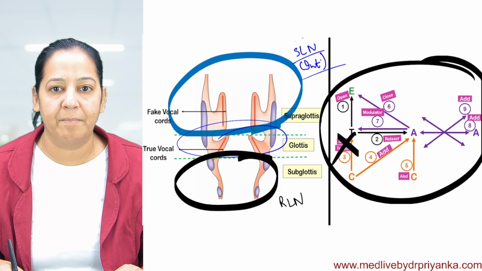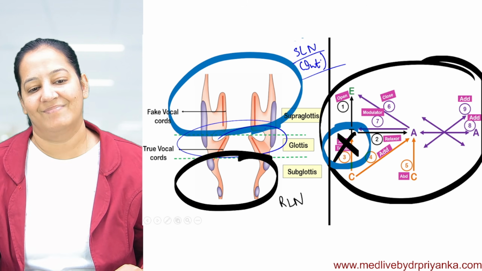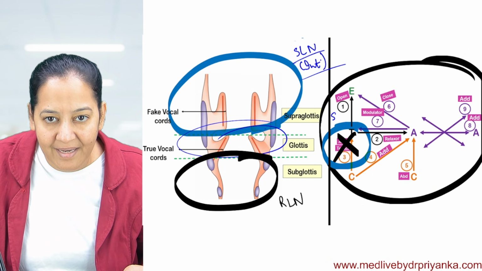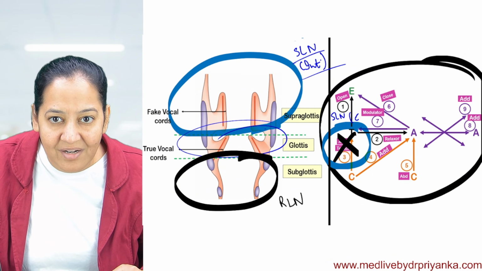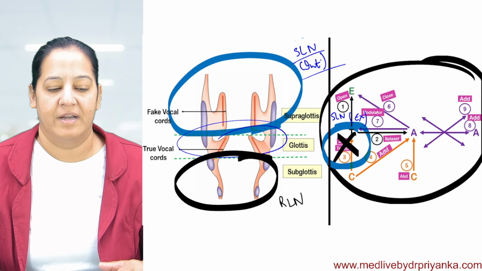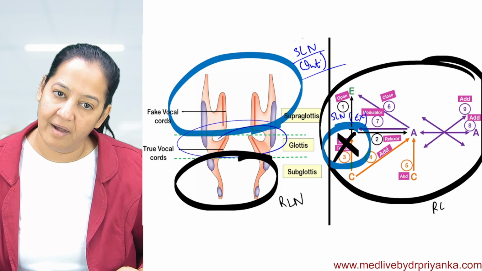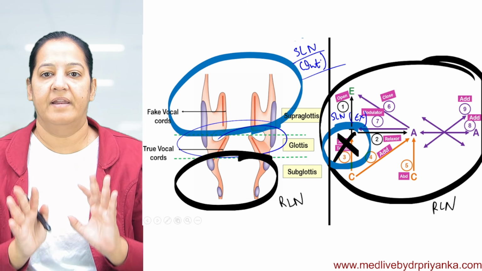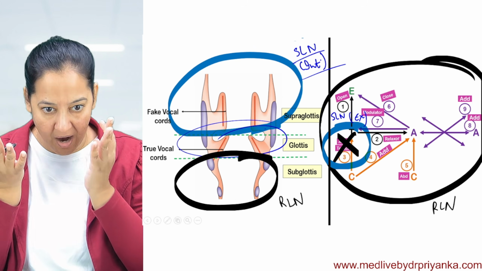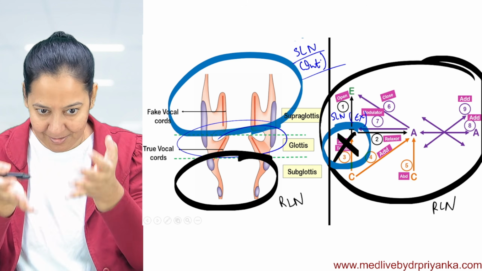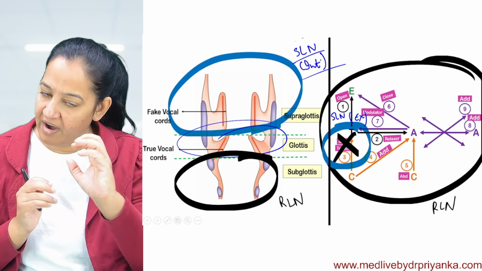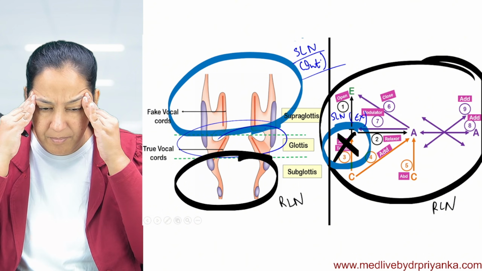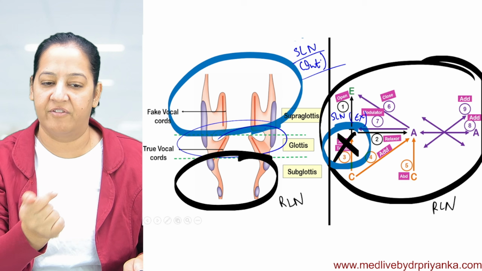And SLN supplies only cricothyroid. So this is SLN. The external branch of SLN supplies cricothyroid. And this one is RLN, supplying the remaining 8 muscles. In both these diagrams, the RLN is black color and the SLN is blue color. Appreciate the sensory supply of RLN and SLN, and appreciate the motor supply of RLN and SLN. If it fits in your mind now, understanding paralysis is fun for you.